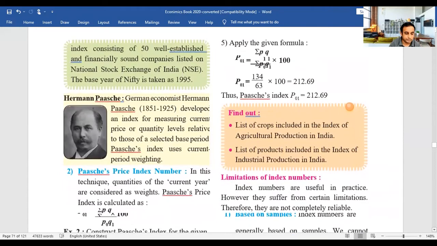So here we use the formula, that is summation P1 Q1 upon summation P0 Q1, because current year quantities are considered in Paasche's index number. So first, again, there will be four columns which will be given: P1, Q1, P0, Q0. We have to exclude the Q0 because we are taking into account only current year quantities. So we have to obtain P1 Q1 first, then we have to obtain P0 Q1. We have to do the summations, and then we have to apply the formula.